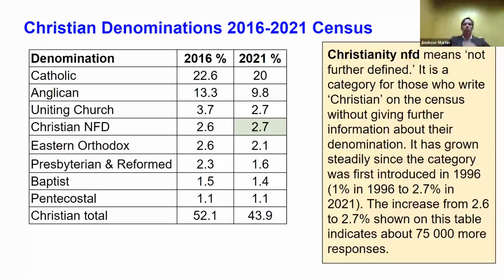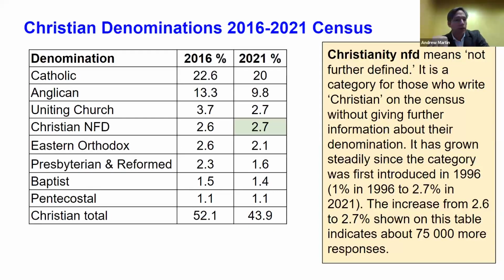So here's the big snapshot of all of that, and it's worth memorizing some of this. As you go down the list, you see the size of the different Christian denominations. Let's start at the bottom. In 2016, Christianity was 52% of the population. In 2021, it's nearly 44%, 43.9%. Among that, in decreasing size, we've got Catholicism, Anglicanism, the Uniting Church, which I'll talk more about in a second, Christian NFD, which I'll talk about in a second. Then you can read them there for yourself.